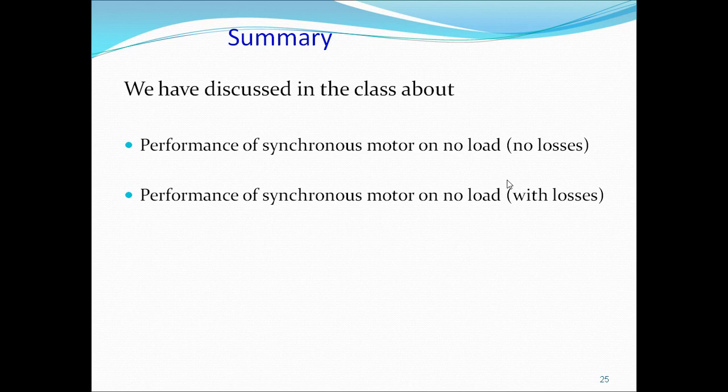Then if we add these two, back EMF EB and V, we get a resultant voltage ER, and it draws a supply current, the armature current IA, which supplies the losses. So this is the no load condition with losses.